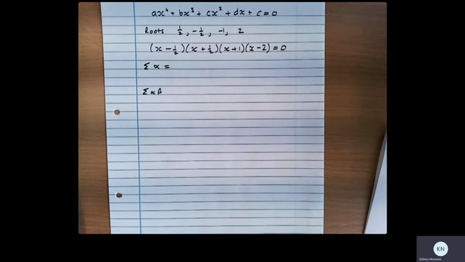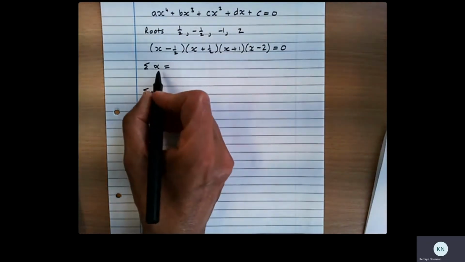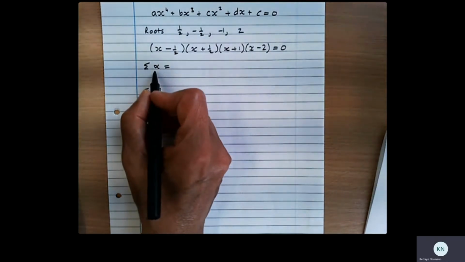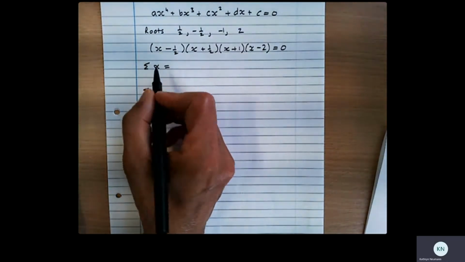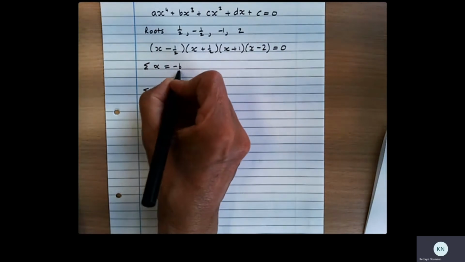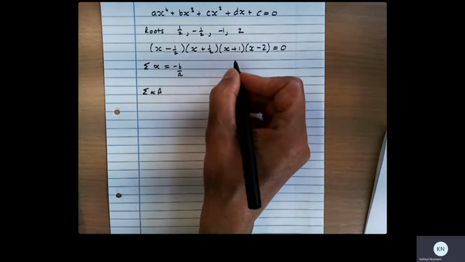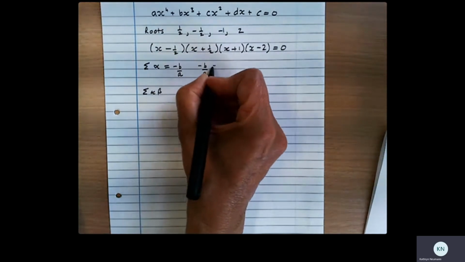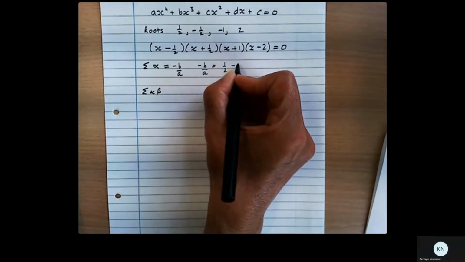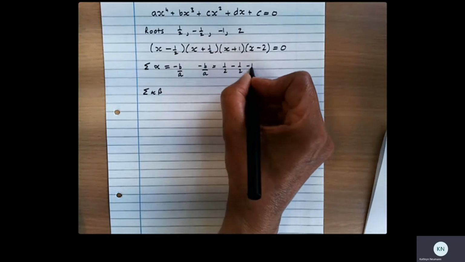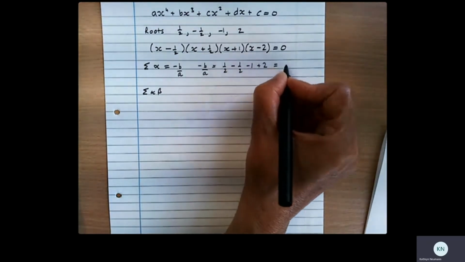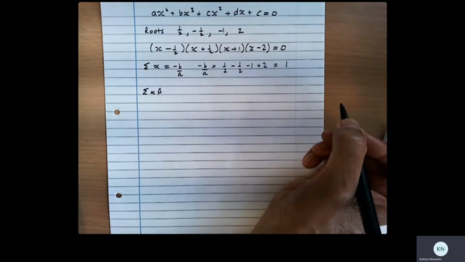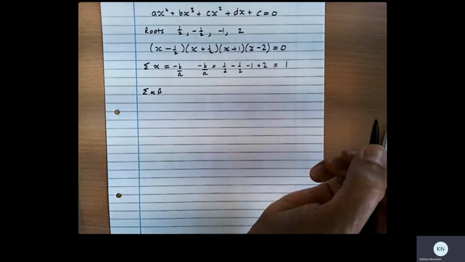So the method we're going to use here is to use the sums and products of the roots that we know. So the sum of the roots, that's what sigma alpha means, we know that's equal to minus b over a. So if we look at the roots, we're going to say that minus b over a is equal to a half, minus 1 plus 2, and that is equal to 1. So that's our first piece of information.